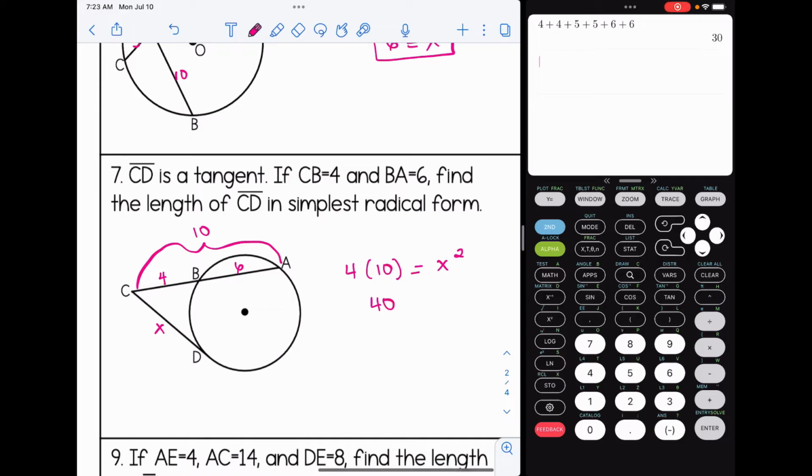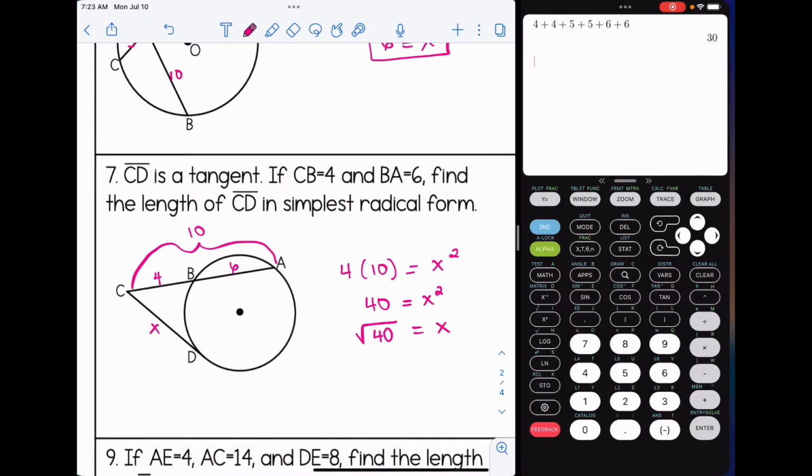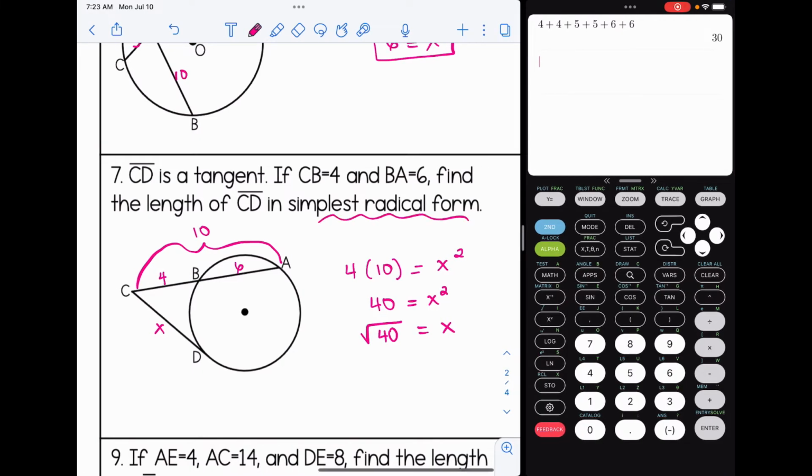Okay, so that's going to give me 40 equals x squared, and when I take the square root, I'm going to get that x is radical 40. But this question asks us to put this in simplest radical form. That means we are going to have to break down this radical and think about a perfect square that goes into 40. The perfect square that goes into it is 4, making the missing factor 10. So in simplest radical form, I get 2 radical 10 as the value of x, or as CD.